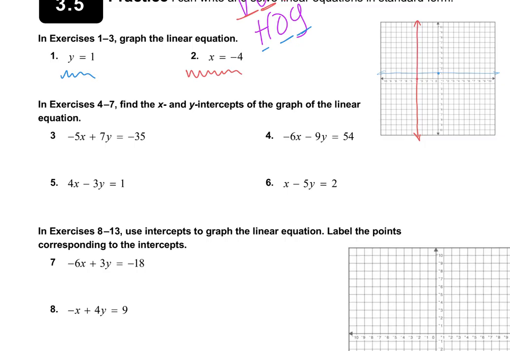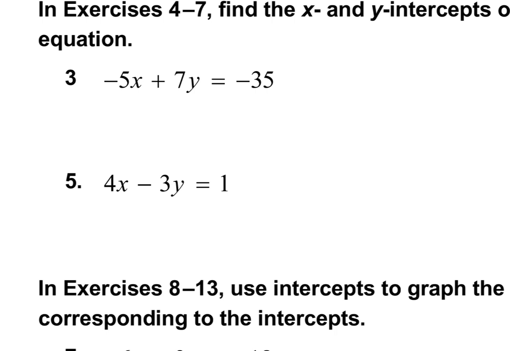Okay. Find the x and y intercepts of the graph. So x-intercept happens when y is 0. So that is when x equals 7. And then the y-intercept happens when x is 0. So that is y equals -5. The x-intercept happens when y is 0. So the x-intercept is 1/4.